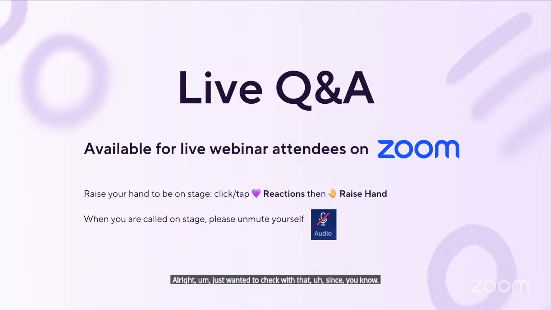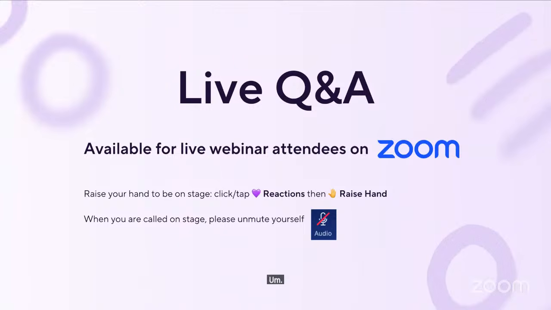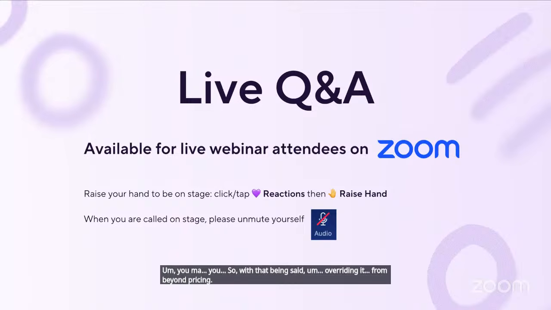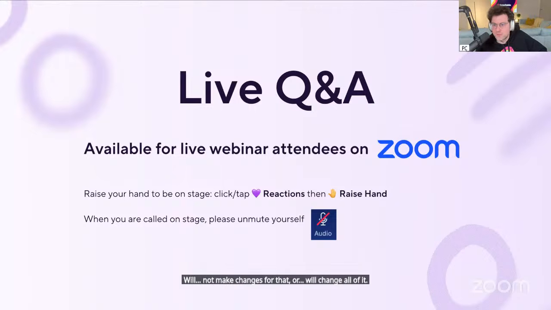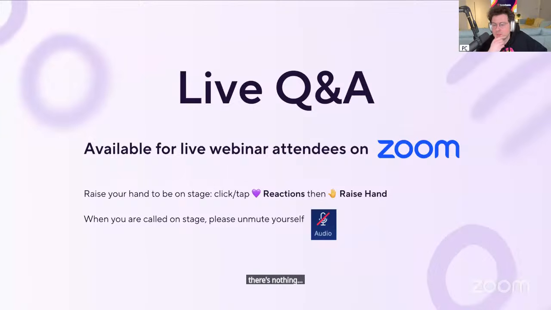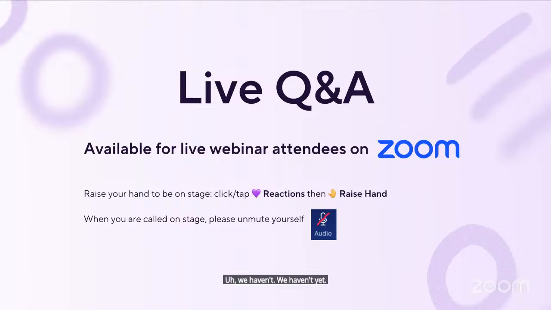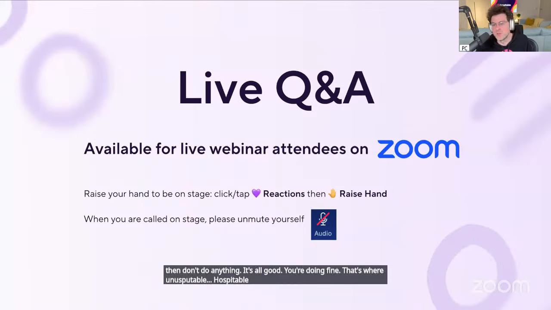Since we see 18.34% already adjusted for Airbnb and Hospitable, overriding it from Beyond Pricing will not make changes for that, or will change all of it? You don't have to change anything. If you have set 100 yesterday, you should be setting 100 again today, and same tomorrow. If we haven't yet, then don't do anything. It's all good. Okay, got it. You're doing fine. Hospitable is determining what the price should be on Airbnb, and that is based on your markup. Got it.